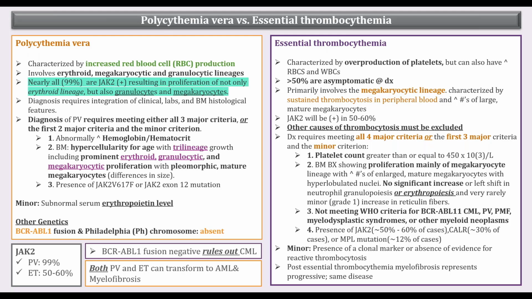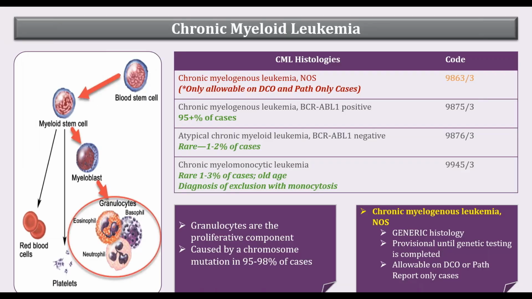Both will always be negative for that BCR-ABL1 fusion, which rules out CML, and both can transform to AML and myelofibrosis. So the major differences are the increased red blood cells in PV versus the platelets on peripheral blood or the megakaryocytes on bone marrow biopsy in ET. You can review this after the presentation, or when you're going back through the slides, to look again at how they are very much similar and where their differences are. I just wanted to show you that there. Okay, we're going to move along to chronic myeloid leukemia.